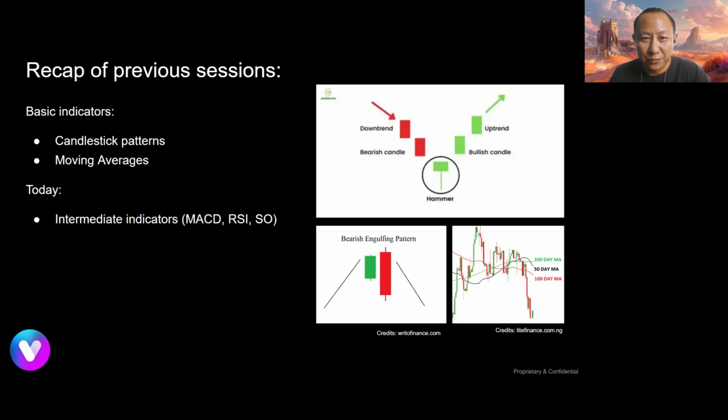And we went through several indicators on our previous sessions, so I'll be dropping a link below to those sessions if you're interested to learn more. You can check those out. Previously, we went through some basic indicators such as candlestick patterns and moving averages. And today we'll be talking about some intermediate indicators such as the MACD, RSI, and stochastic oscillator. This is a gentle introduction, so don't be afraid if you have not covered the previous indicators before. We'll go through the intermediate indicators as simply as possible for everyone to understand.